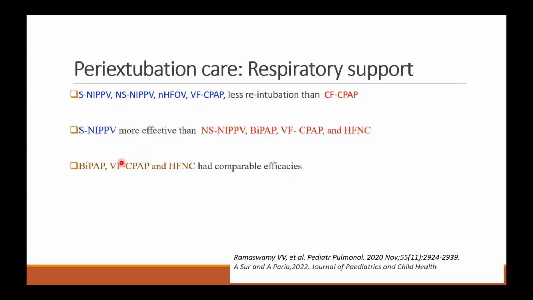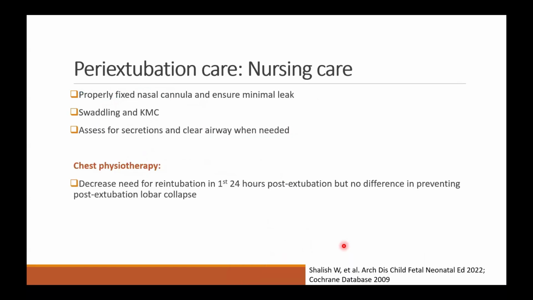It has also been seen that BiPAP, variable flow CPAP, and HFNC have comparable rates as per this network meta-analysis reported in the Journal of Paediatrics and Child Health.